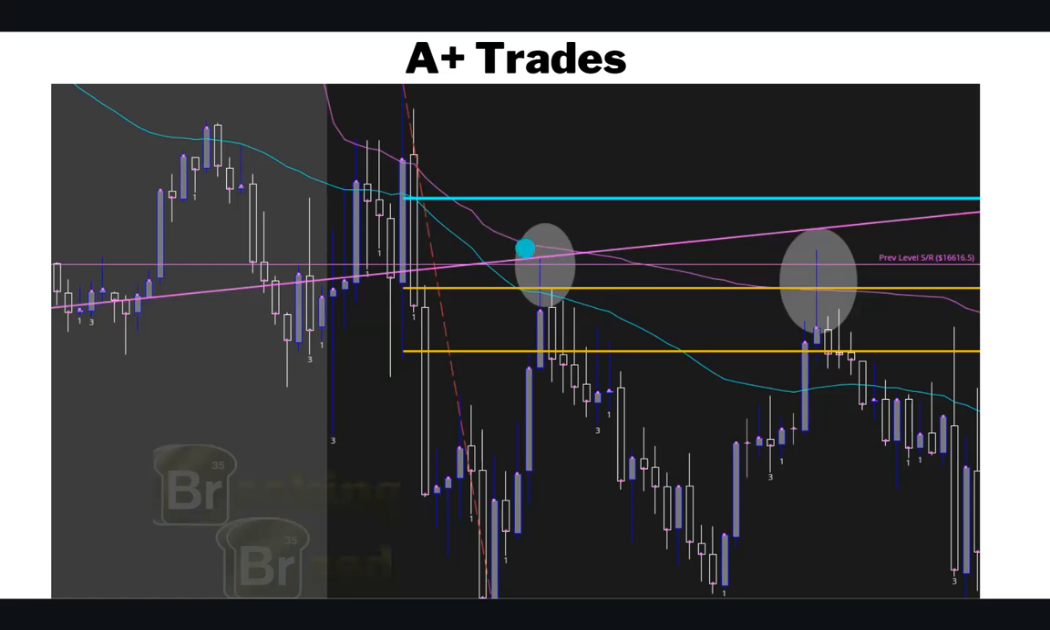EMA, I believe. I don't know. I don't use them. I just threw it on here for the example. This purple line is what I use. This is the broad information because I trade the scrap. The straight purple line is the previous level of support and resistance.